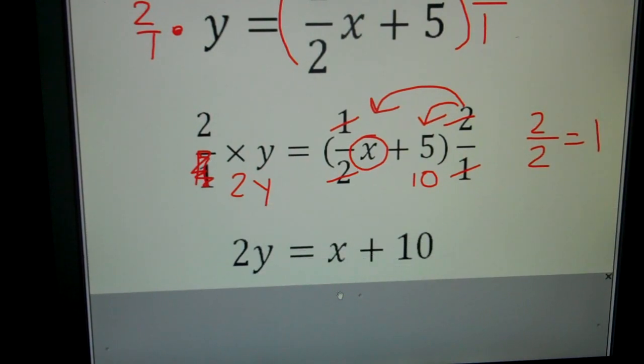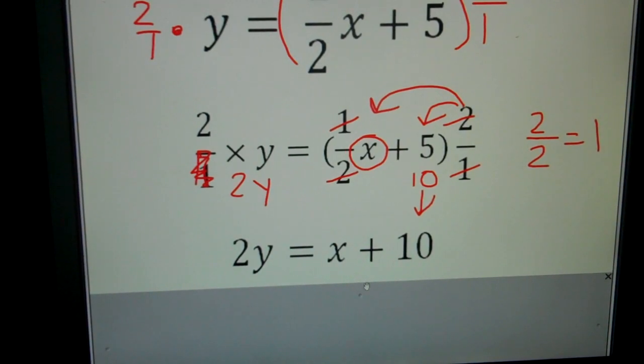Look below. Look at what happened. Okay? Take a minute. Process the whole thing. These ended up canceling. I got x by itself. Where did I get 10? 2 times 5. That gave me 10. How did I get 2y? 2 times y. That gave me 2y.